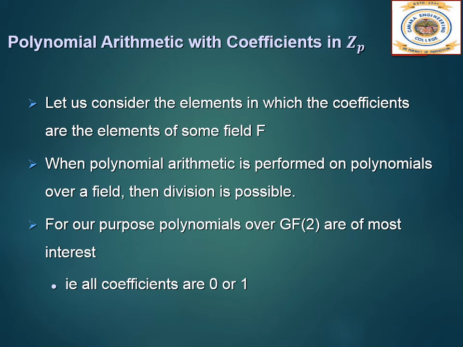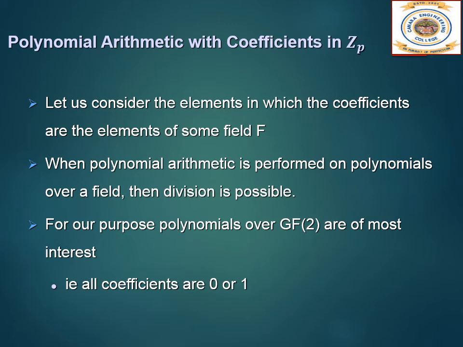Previously we have seen the ordinary polynomial arithmetic. Now let us consider the polynomial arithmetic with the coefficients in Zp. Let us consider the elements in which the coefficients are the elements of some field F. Then when polynomial arithmetic is performed on polynomials over a field, division is possible. Now for our purpose, polynomials over GF(2) are of most interest. GF(2) means what are the elements in this field? They are only 0 and 1.